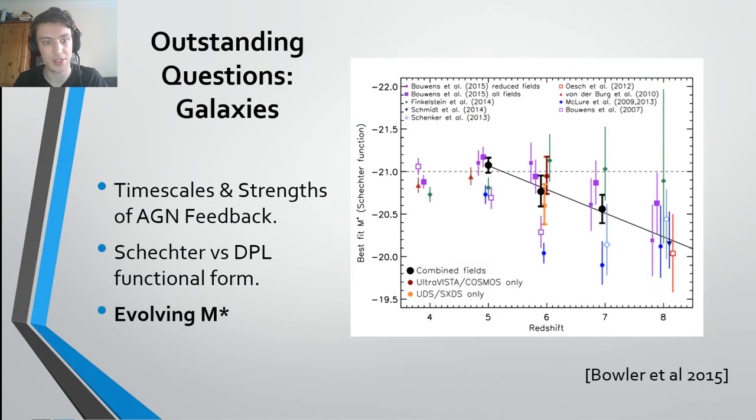Alongside which parameterization to use, there is also the topic of parameter evolution, such as the characteristic luminosity M star or L star. Here I show some examples of studies where some show no significant evolution and other studies show otherwise.